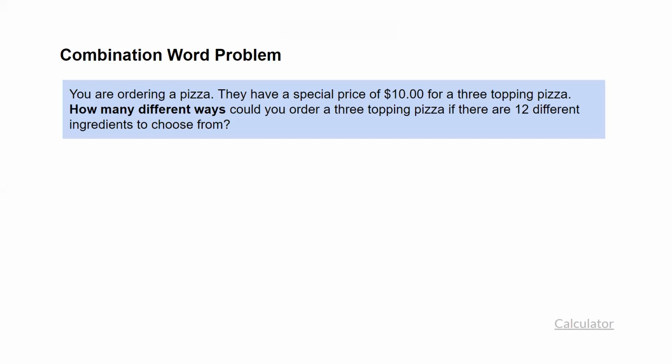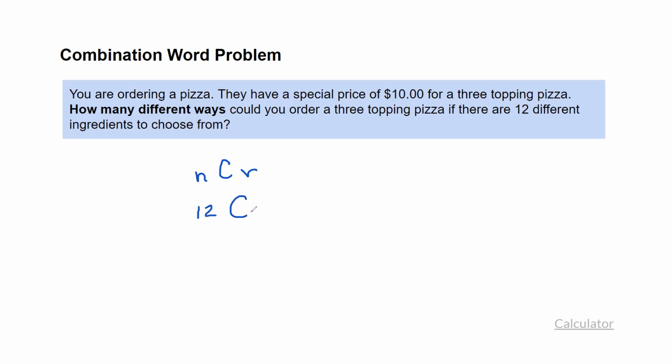So in this problem, we are ordering a pizza. They have a special price of $10 for a 3-topping pizza. How many different ways could we order a 3-topping pizza if there are 12 ingredients to choose from? Now, first step in a problem like this is that we need to decide, is this a combination or a permutation? Well, we've already decided that the way we add ingredients to a pizza, the order doesn't matter. So we are talking about a combination problem, which means we want to use that NCR function, which is under the PRB key. And we identify our large number, which is 12.